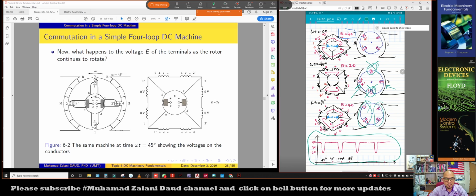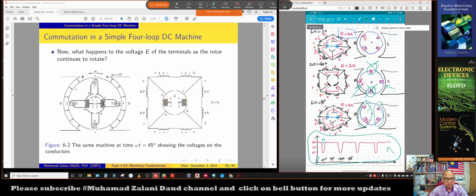the commutation process of this four-loop DC machine using this figure. As you can see, you can imagine that when this four-loop DC machine rotates, it actually starts from 0 degree here. Starting from 0 degree, the voltage is 4E, and then at 45 degree, the voltage goes to 2E, and then just temporary, because there is a very small slot for this two pole machine.